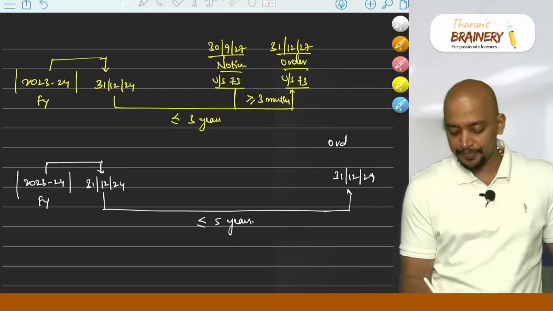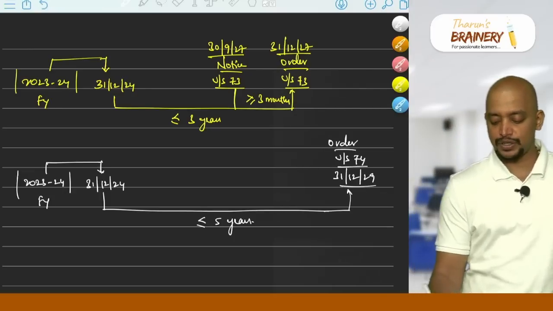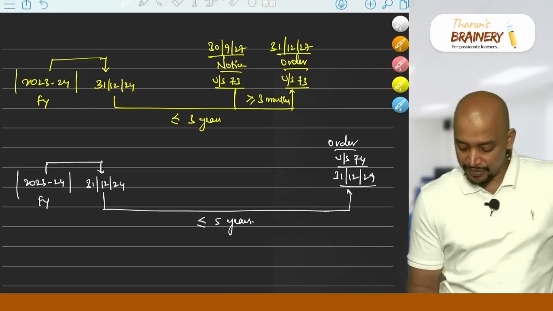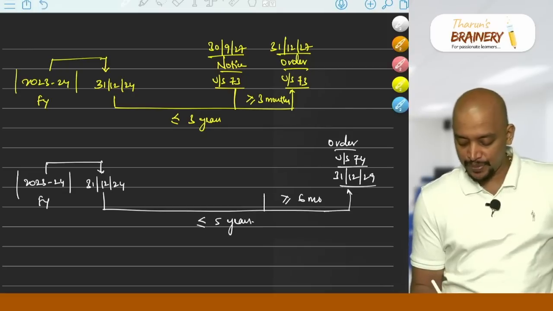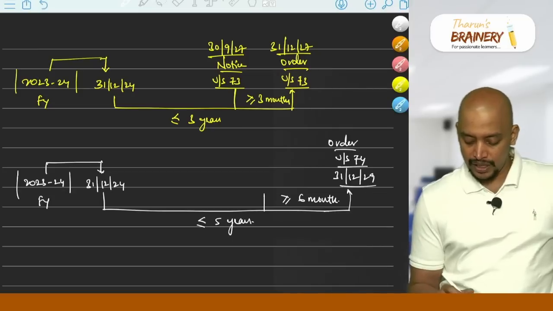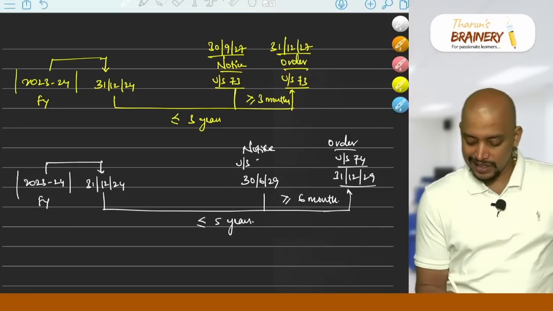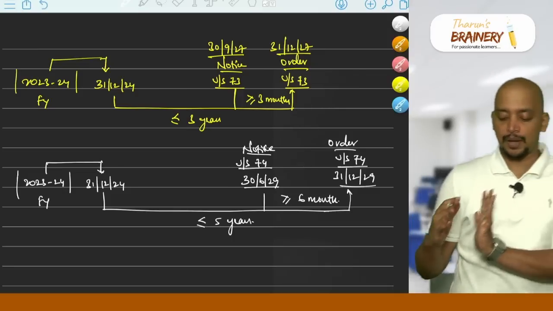Order under section 74 should be passed by 31st December 2029, and the notice should be given at least 6 months before. So therefore, from the order date to the notice date, there should be a minimum gap of 6 months that needs to be maintained. So therefore, the show cause notice should be given by 36/2029. So notice under section 74 should be given by 36/2029, because there should be a minimum gap of 6 months.